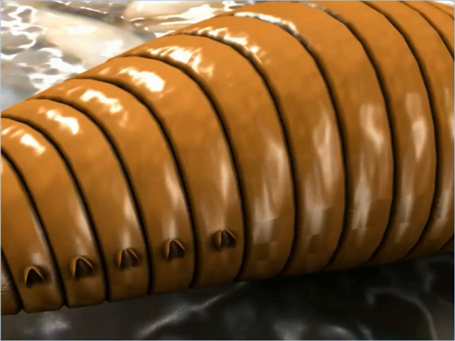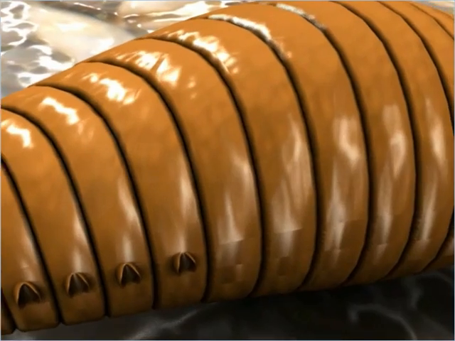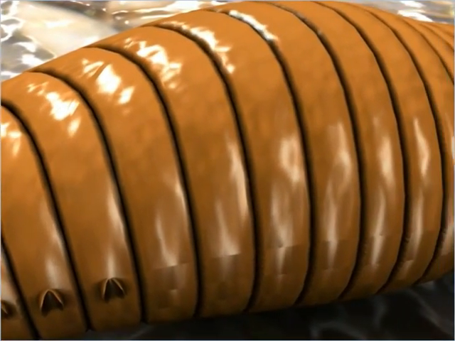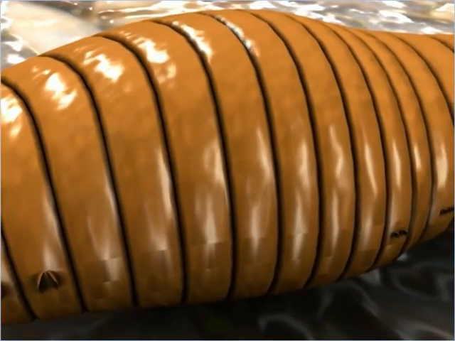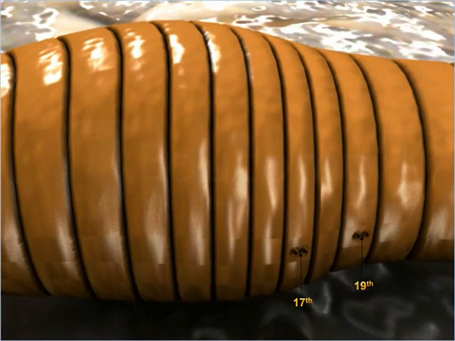In addition to the genital pores and the anus, spermathecal apertures are seen on the ventrolateral line along the intersegmental grooves between the 5th to 9th segments. The spermathecal apertures act as storage regions for the sperms. The 17th and 19th segments are characterized by the presence of a pair of genital papillae that bear the apertures of the accessory glands.